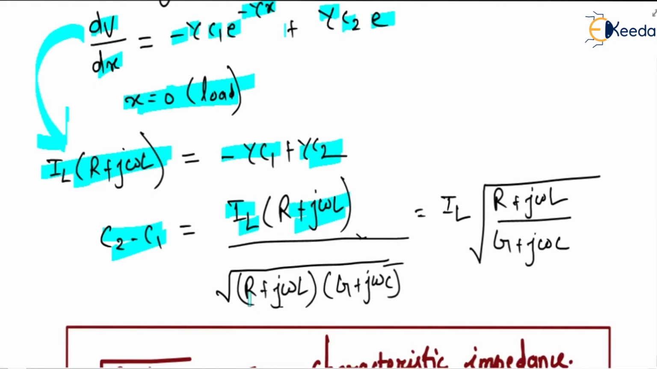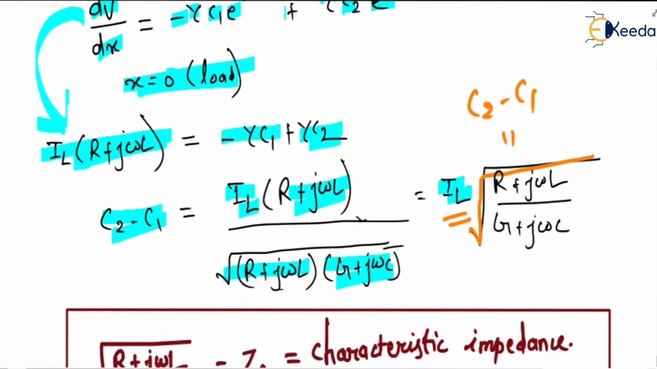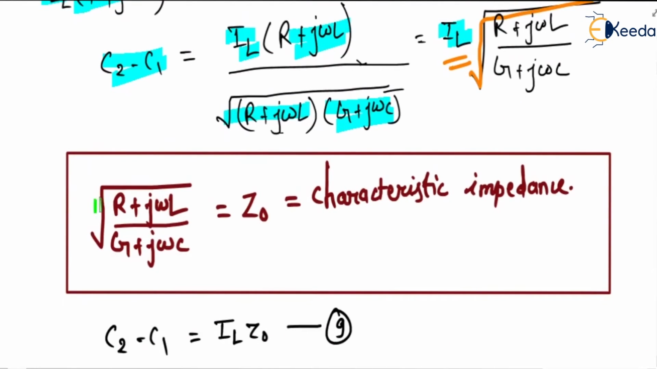And what is the value of gamma? Gamma is the square root of R plus j omega L into G plus j omega C. So here we are getting C2 minus C1 is equal to IL into the square root of R plus j omega L divided by G plus j omega C. And this is a very important term: the square root of R plus j omega L divided by G plus j omega C is equal to Z naught, and it is called the characteristic impedance.